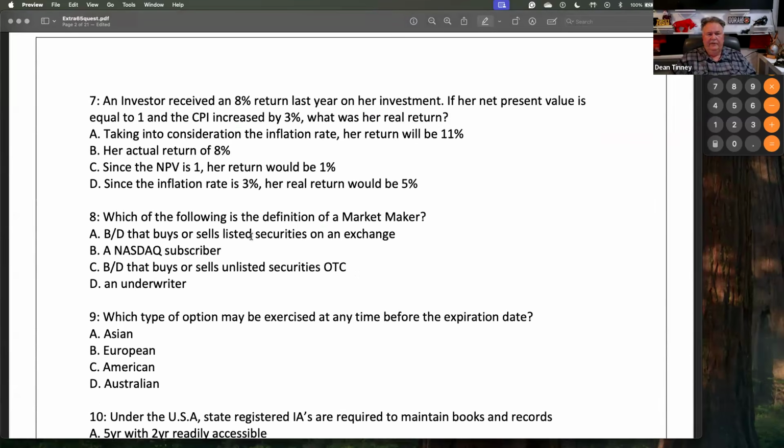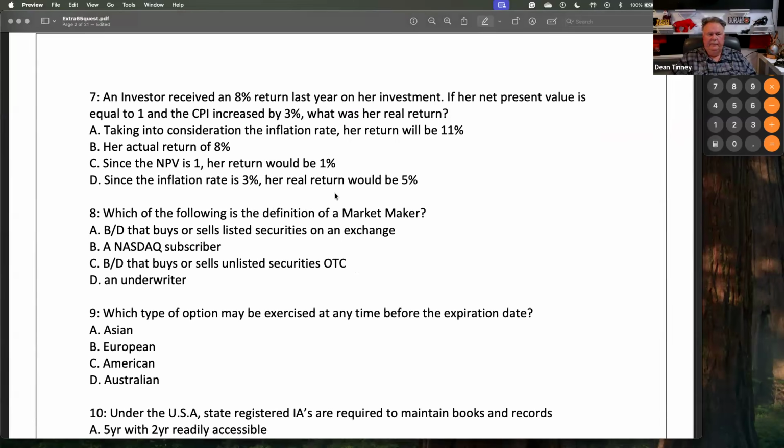Seven. An investor received an 8% return last year on her investment. If her net present value was equal to one and the CPI increased by 3%, what is her return?